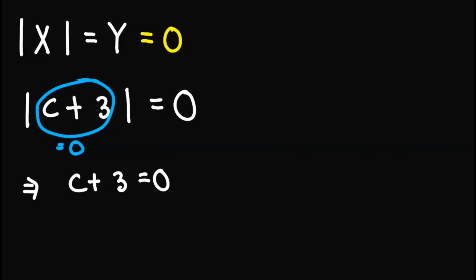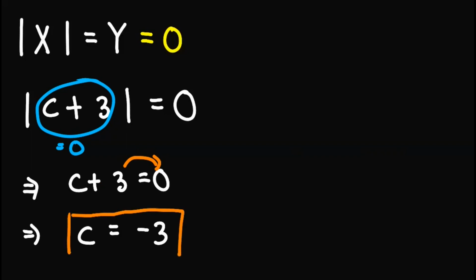What do we have here? We simply have a linear equation. So, applying our knowledge on linear equations, we simply move this to the right side to obtain c is equal to negative 3. And this one out here is the answer for this equation.